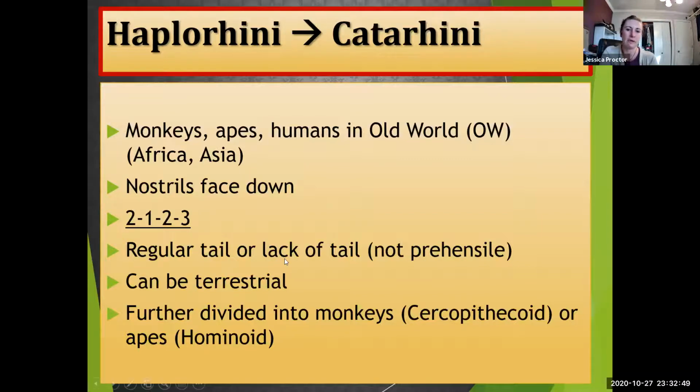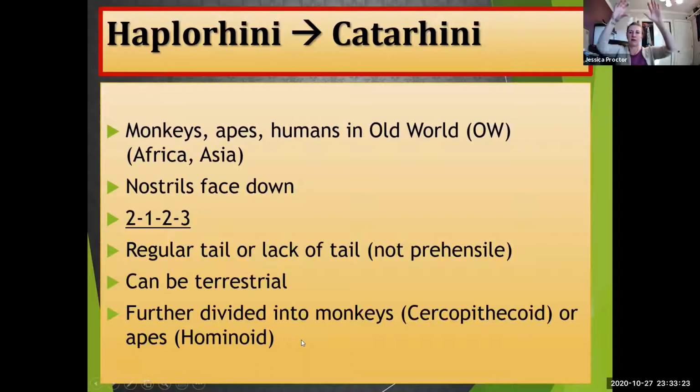And if it's an ape or a human, we have a complete lack of a tail. We have the remnants of a tail. We still have the coccyx at the very bottom of our sacrum, but we don't have a full tail. The Old World monkeys are generally a combination of terrestrial and arboreal. However, they tend to be predominantly terrestrial, just meaning that they spend most of their time on the ground. This infraorder, the catarrhines, can be further divided into 2 superfamilies, the Cercopithecoids and the Hominoids.